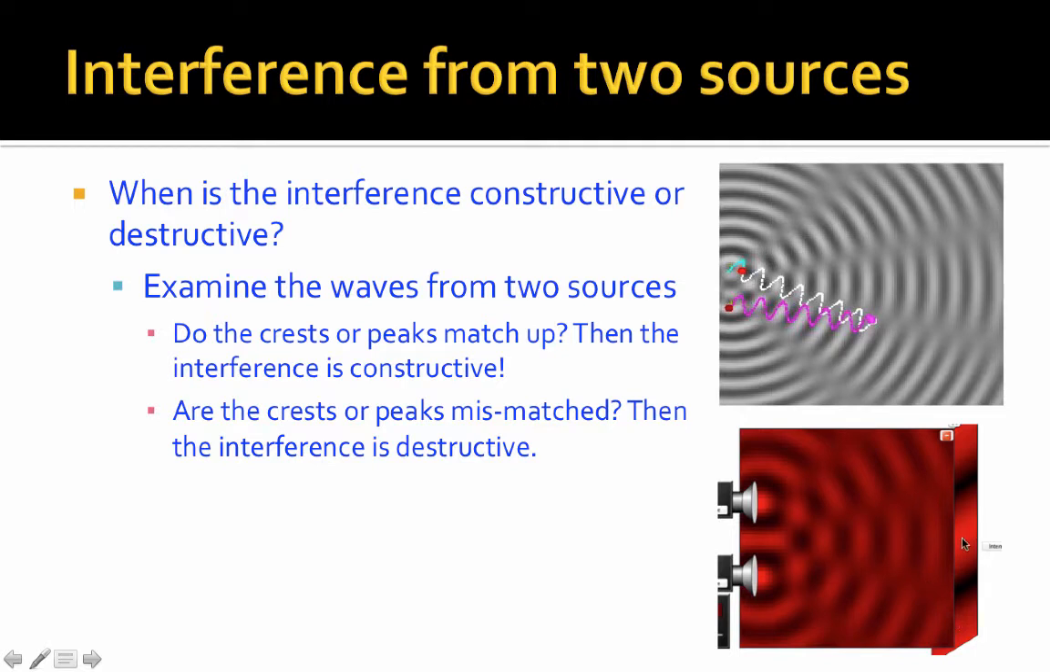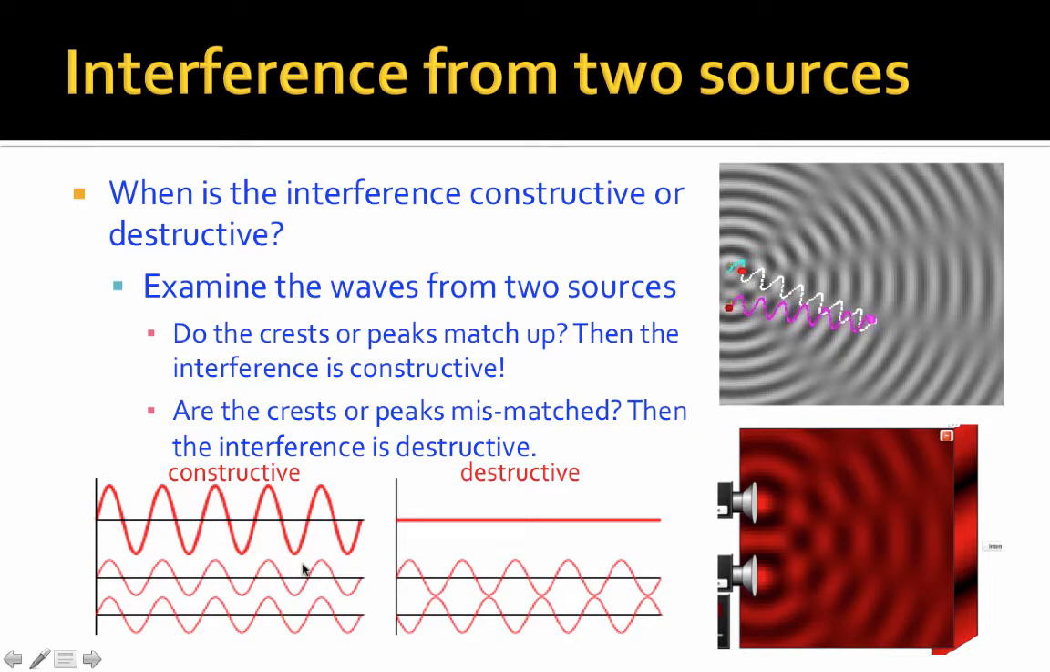This plot from the PhET shows it a little bit more clearly. Here in the center, we have a crest traveling out from this source, crest, crest, and crest arriving here. A crest also travels from this source and arrives here, and they match up. That would be constructive interference. While here, and along this line, you can see that there's a mismatch between crests and troughs, and so we get destructive interference.